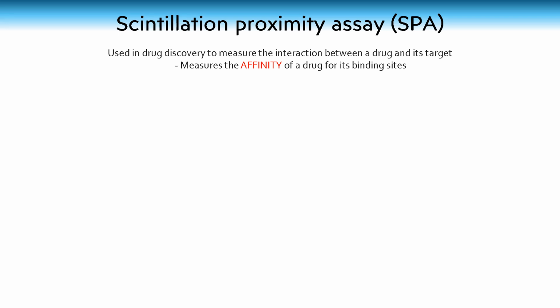The scintillation proximity assay, or SPA, is a type of radioligand binding assay used in drug discovery. It's used to measure the interaction between a drug and its target protein. It measures the affinity or tightness of drug binding. The technique uses microbeads that are directly attached to the drug target protein to assess binding.